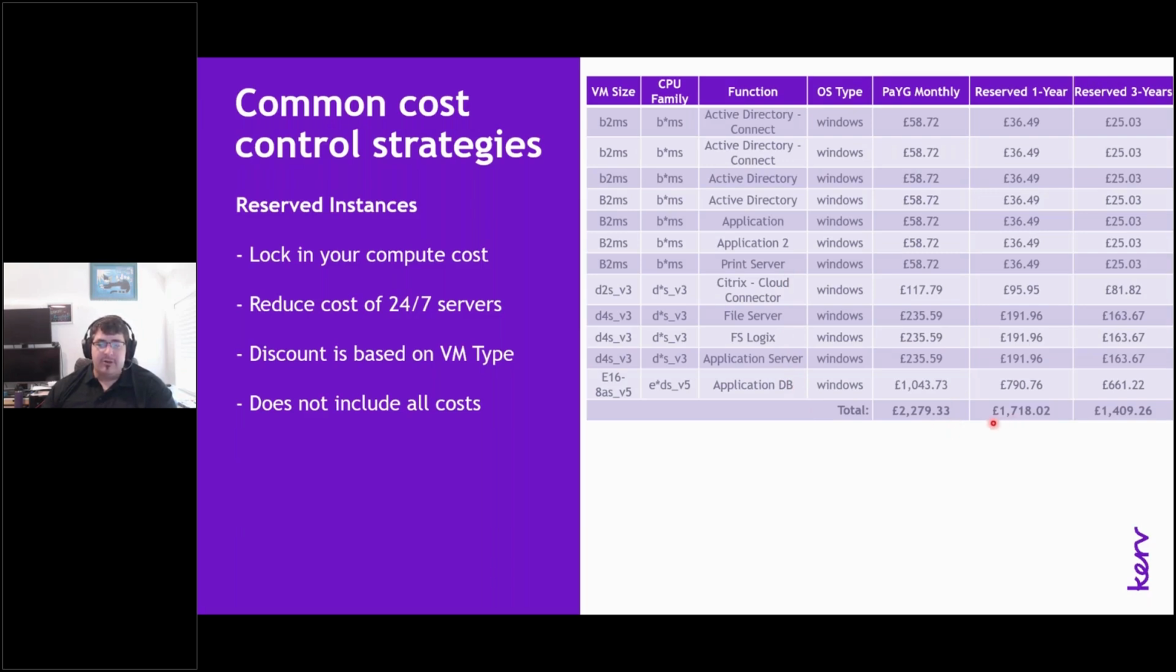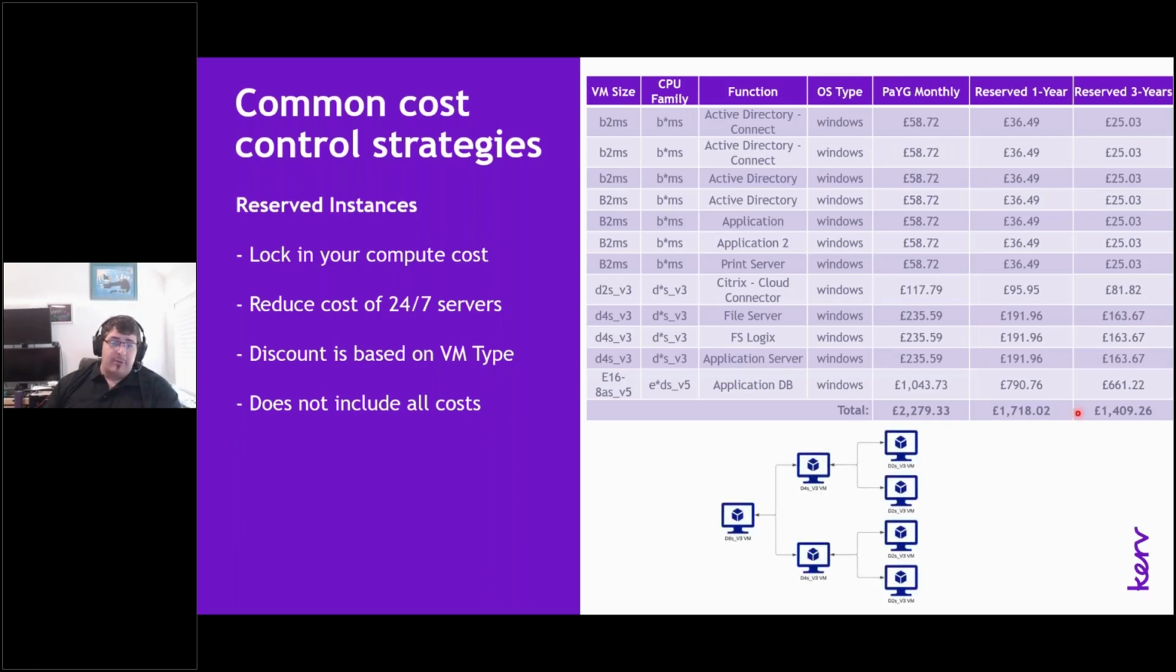If you're reserving it for a year, all the compute, it drops down to $1,700 a month. If you reserve for 3 years, that drops by a further £300 a month. This is typically an approach you'll take for services that are running 24/7 that make up the core of your environment. But do make note that this does not include every single cost when you reserve a virtual machine.